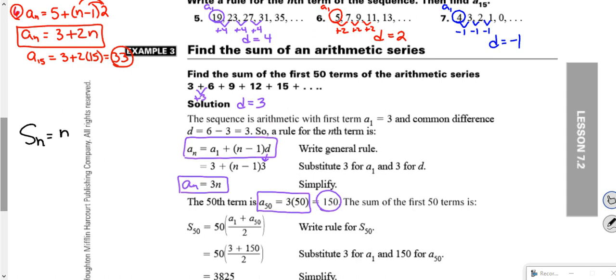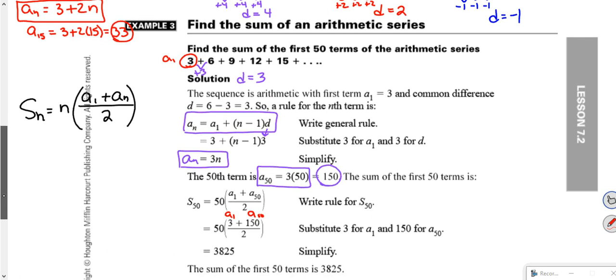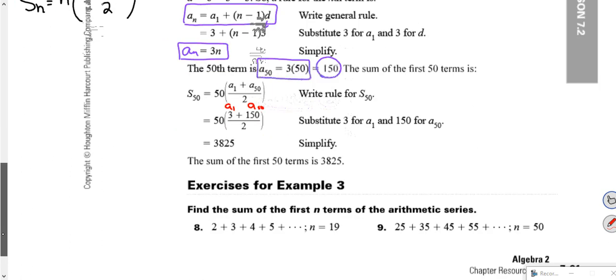S sub n equals n times (a sub 1 plus a sub n) divided by 2. You're averaging or finding the mean of the first and last term and then multiplying it by the number of terms. So the first term, again, remember this 3 was our a sub 1. So this is your a sub 1, this is your a sub 50. So 3 plus 150 divided by 2, and then take all of that times 50.